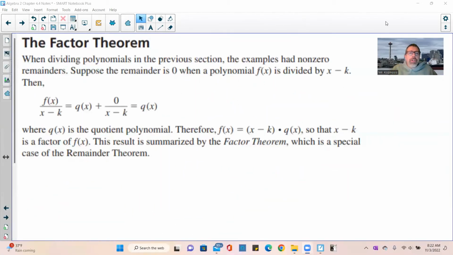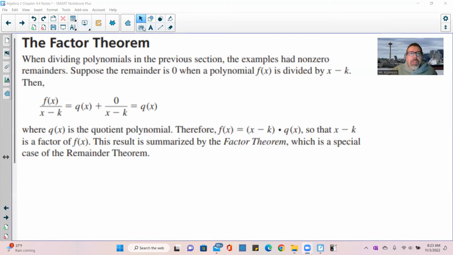Okay, the factor theorem. When dividing polynomials in the previous section, the examples had non-zero remainders. Suppose the remainder is 0, where a polynomial f of x is divided by x minus k. Then we would have the function f of x divided by x minus k equals the quotient function q of x plus 0 over x minus k, which is just simply q of x. So where q of x is the quotient polynomial, therefore f of x equals x minus k times q of x. Okay, so let's just stop right there.